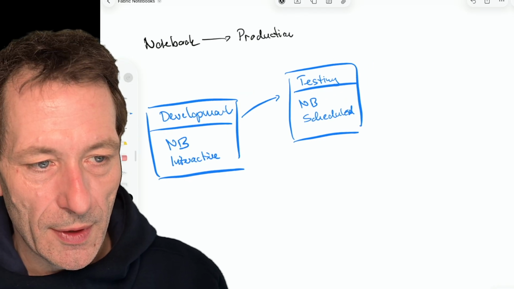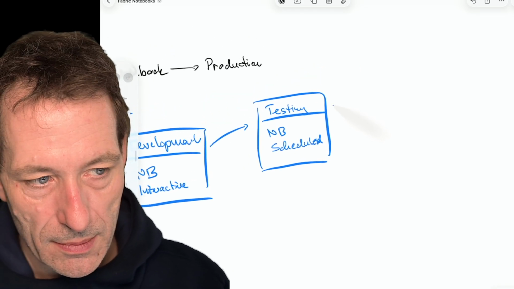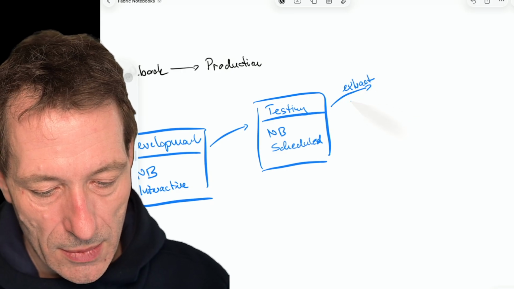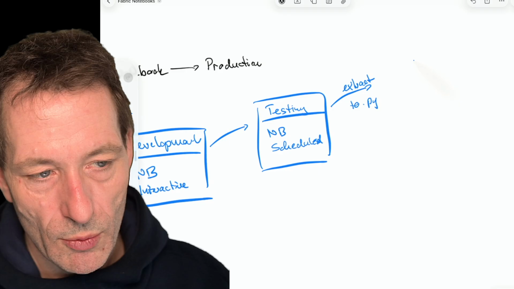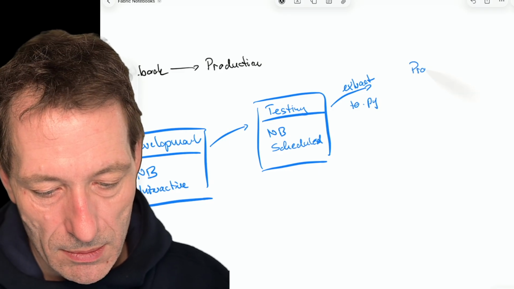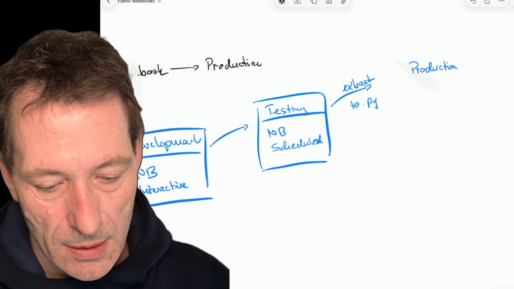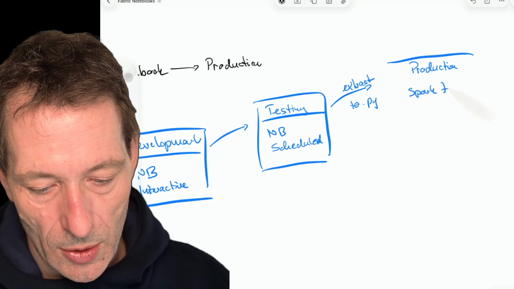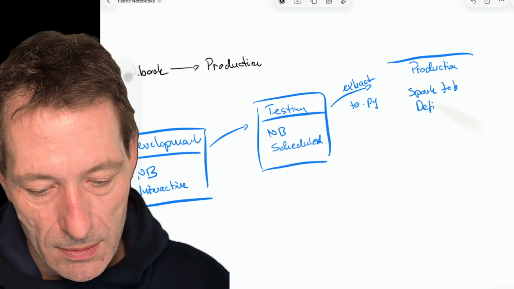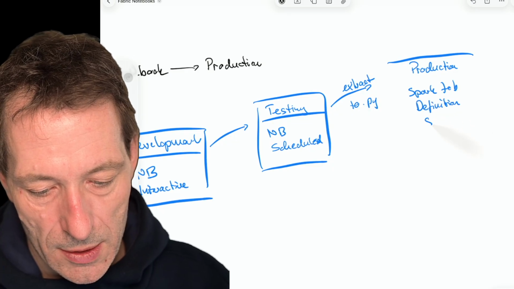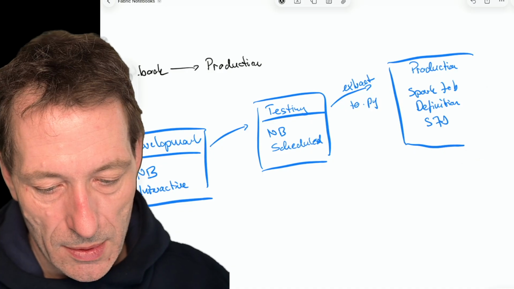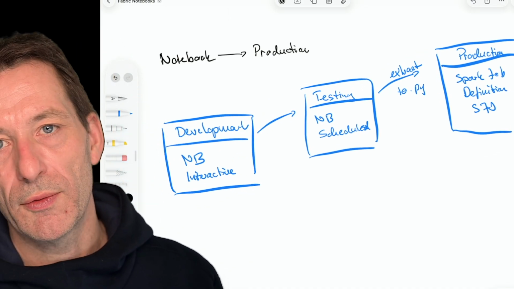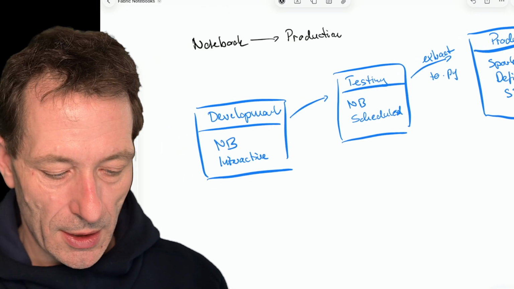And after that, you could extract to .py, which means you would create for production a Spark job definition. Spark job definition, like that. So this is perfect for production because you don't have all the overhead of interactivity in a notebook.